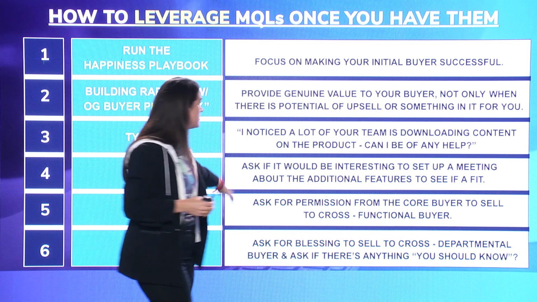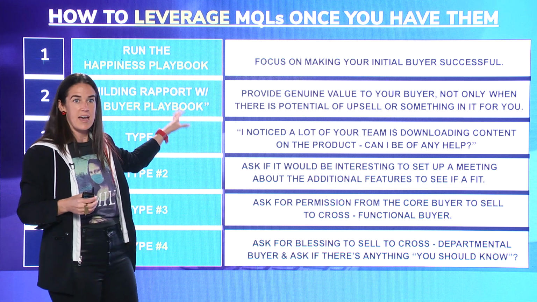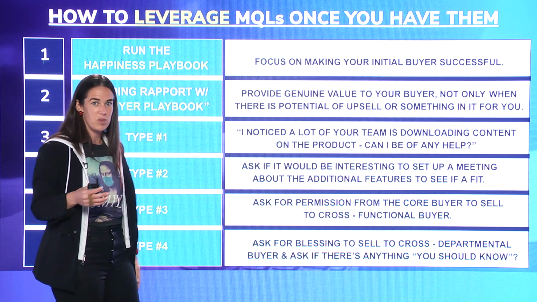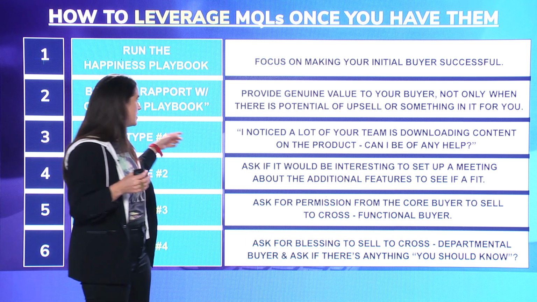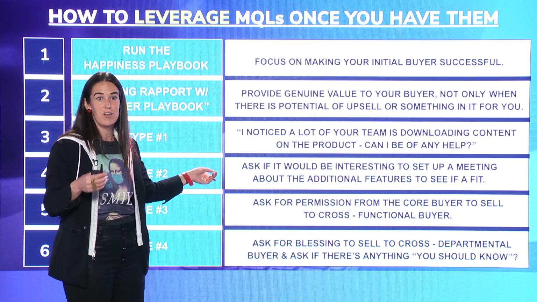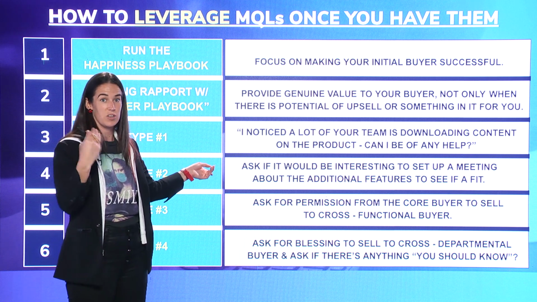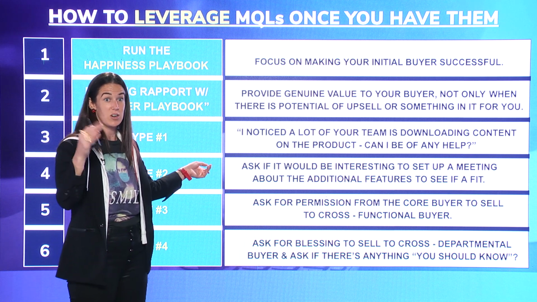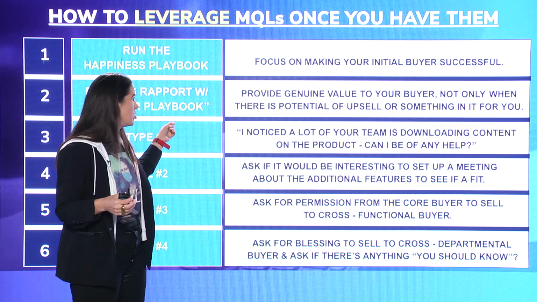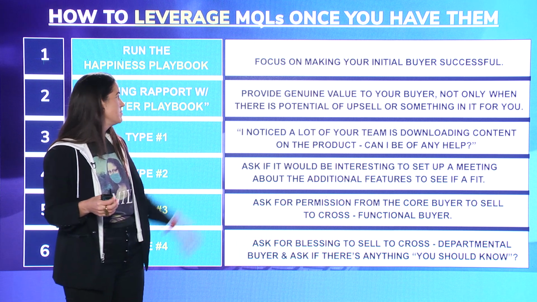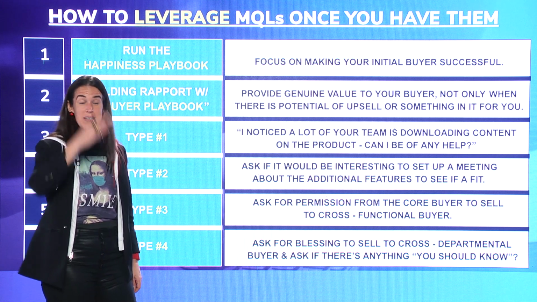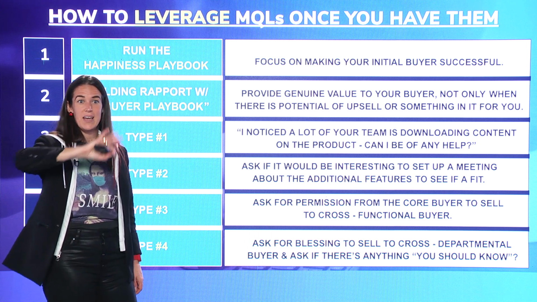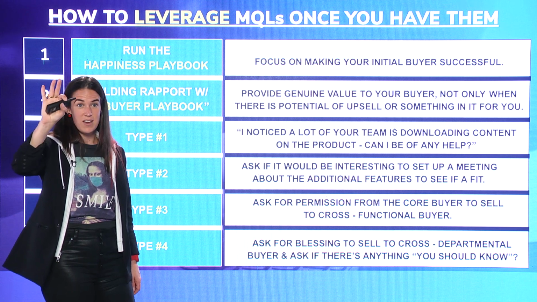And then for the four respective types of expansion selling, I have the following. How you can leverage the MQLs once you have them is, in the first case scenario, you're trying to sell more seats into Luke with additional leaders that are BDR leaders. So I would say your approach could be, I notice a lot of your team is downloading content on the product. Can I be of any help? So you're busting into a new section of this BDR team.